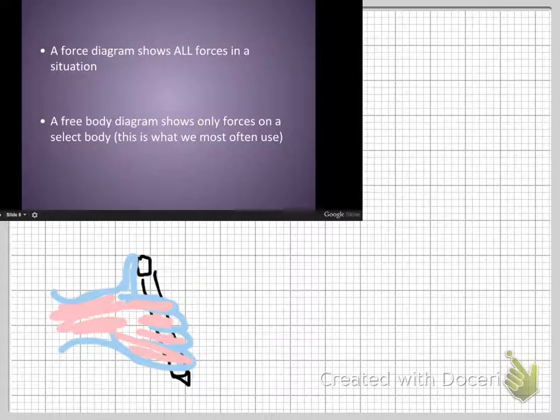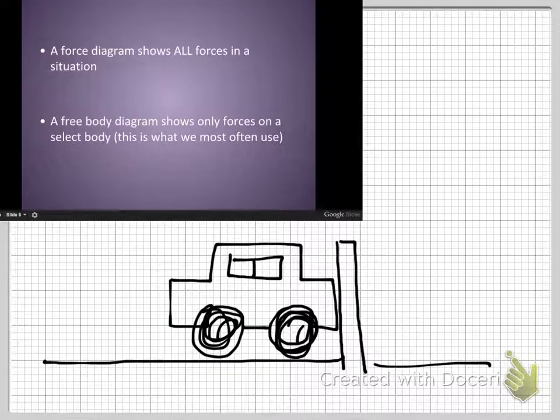Okay, so we have a car hitting a wall. What are all the forces in this situation? Well, wait, the car is exerting a force on the wall, and so we would show that. Now, a few quick notes about representing forces. I said we show forces with a line and an arrow.